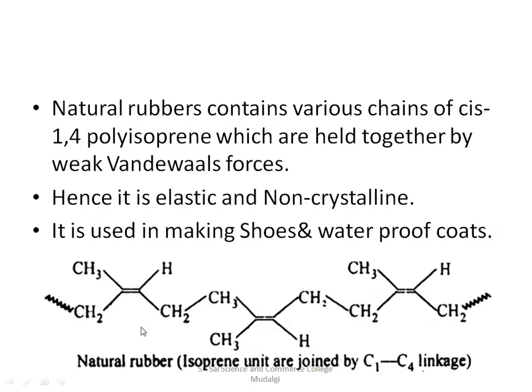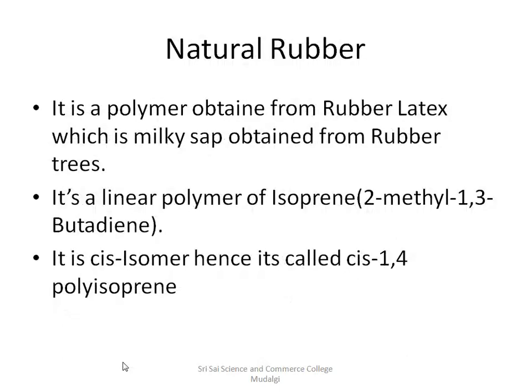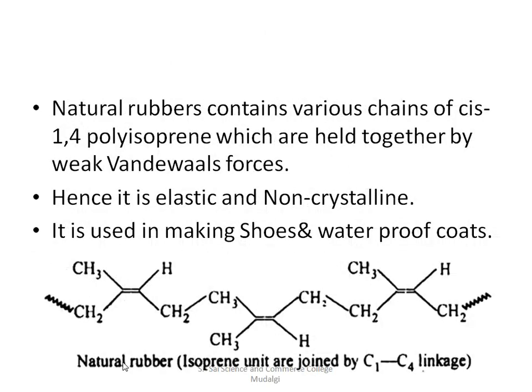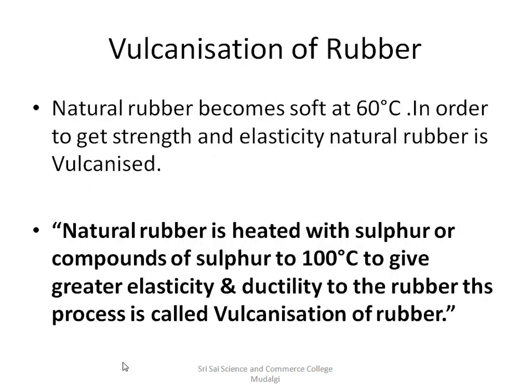It results in the formation of what? The natural rubber. So natural rubber is made up of the monomer called what? Isoprene. Isoprene is nothing but 2-methyl 1 comma 3 butadiene, right? So this is with respect to the natural rubber. Then we go for one of the important concepts with natural rubber, called vulcanization of rubber.